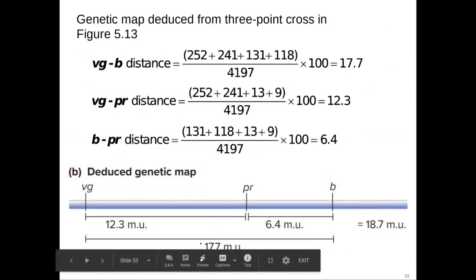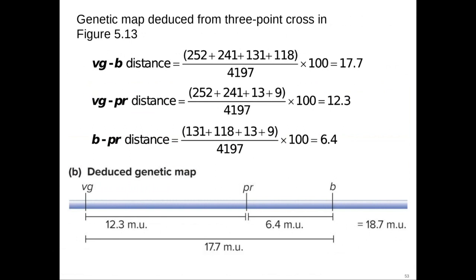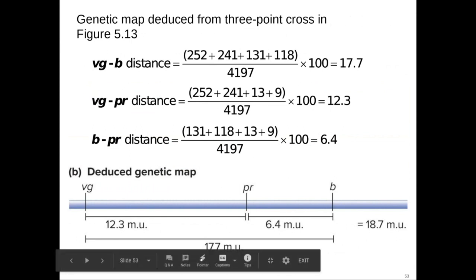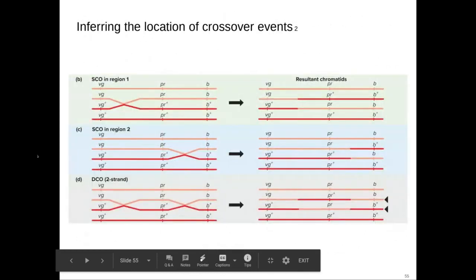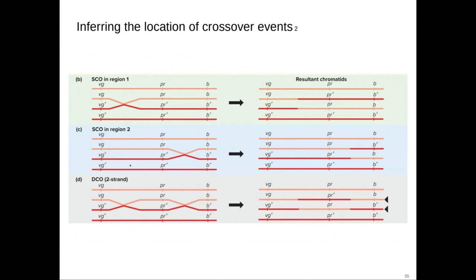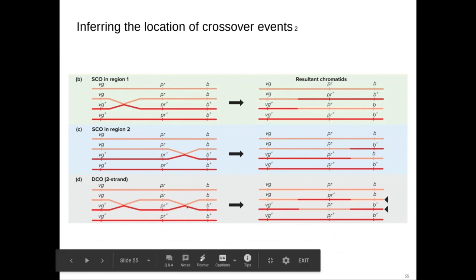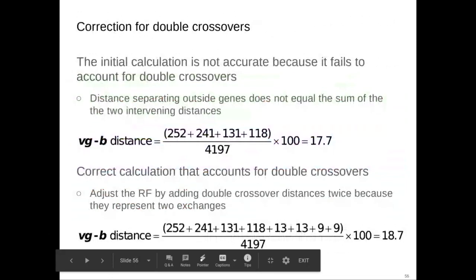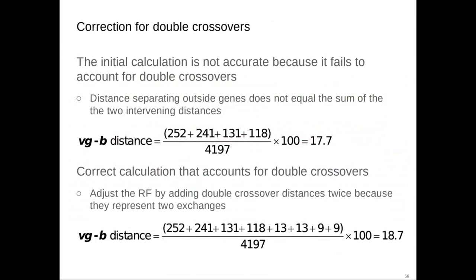So we started with 17.7. We incorporated a double crossover event, one here and one here. We got to 18.7, which is the true distance that we observed by looking at the probability here plus the probability here. So again, when you're thinking about these crossovers, remember it can occur in one of 3 distinct ways, both or individual between your regions. And if you have to, make sure you incorporate this double crossover event to get the most accurate calculation.